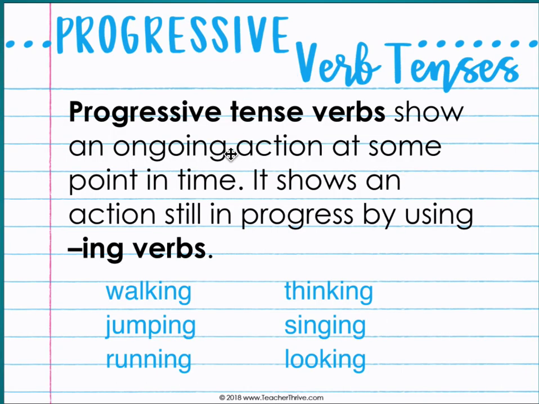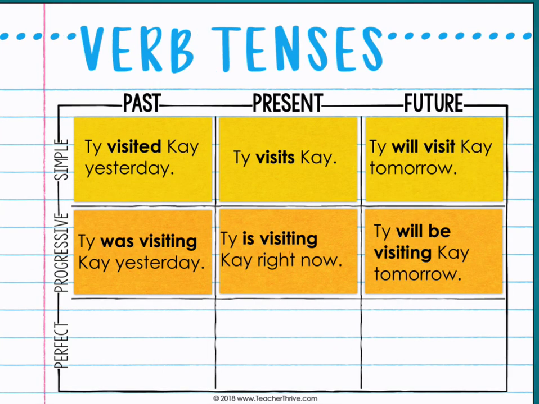Now, we learned progressive tense last week. The progressive verb tense shows an ongoing action at some point in time, and it shows an action is still in progress by using ing verbs. So progressive shows progress now, progress in action.